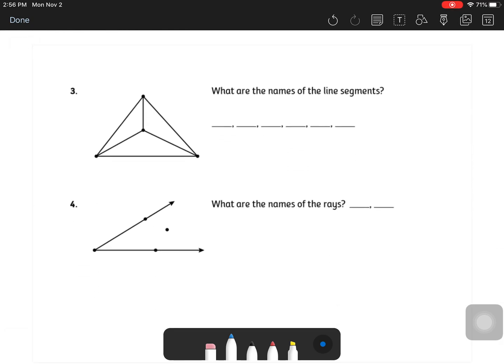Okay, so now where's that H? So let's go I, J, K, put L in the middle. So what are the names of the line segments? We've got a bunch of them here. If I mark these off, there's one line segment. I'll call that one IK, and another one right here, I could call it IJ. Another one right here, I could call it KJ.